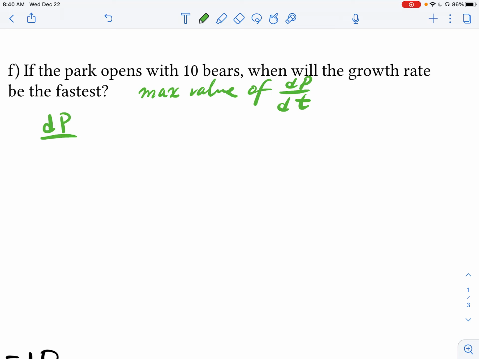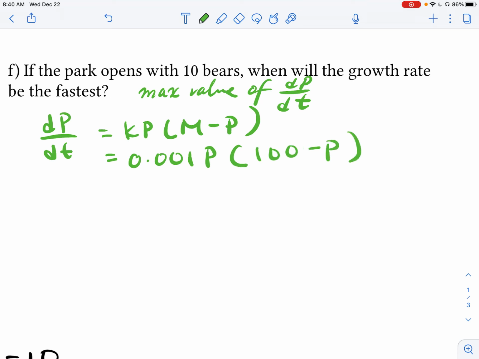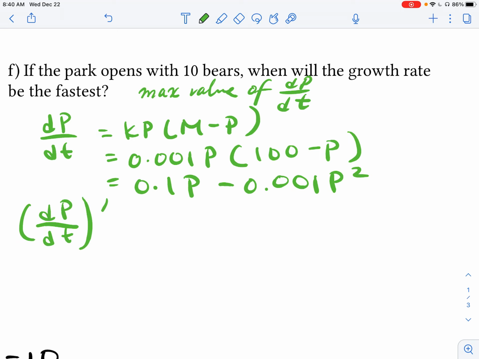To do that, we're going to take our differential equation, and we'll even do this in general form if we need to, and we're going to find the first derivative of this. So to help us out, let's plug in what we know. We can simplify to this. And I'm just going to distribute, because it's going to make my life a little bit easier when finding the derivative. So if I now find the derivative of this differential equation, this would be 0.1 minus 0.002p.